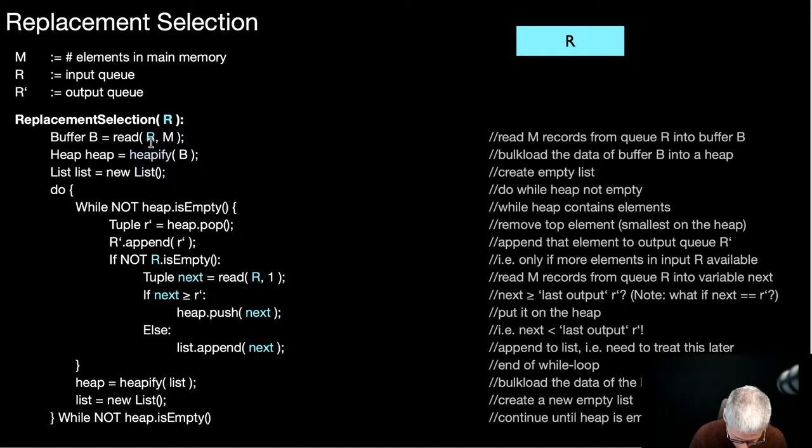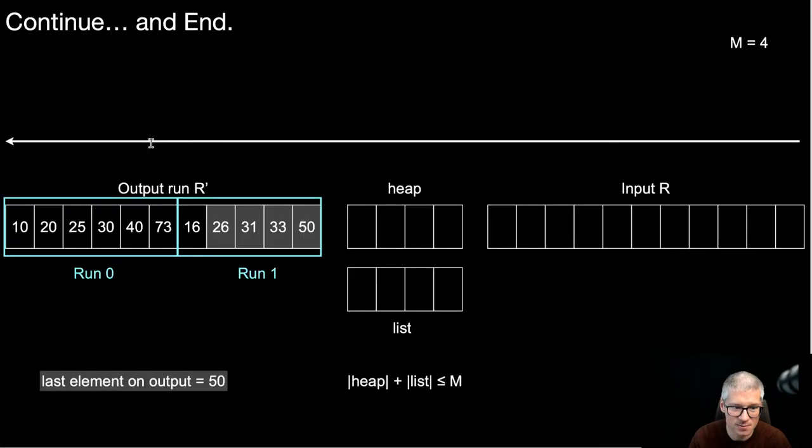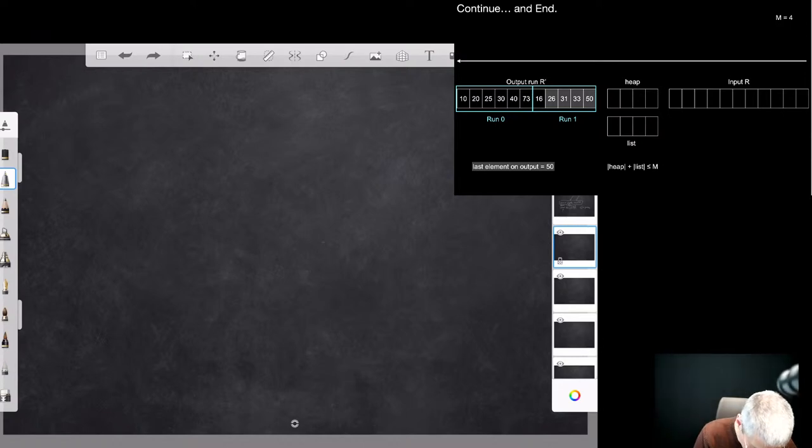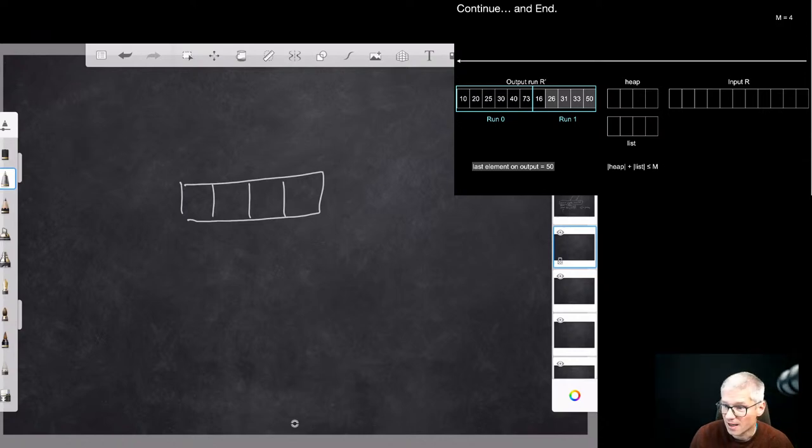Maybe a little note on how this joint structure is organized, because maybe that's not too obvious. How do you organize this heap and list in a common structure? Well, the idea here is that you just keep an array of size m. So basically at all times you only have this array in main memory. It has 4 slots available. And a certain part of that structure is called the heap and another part is called the list.